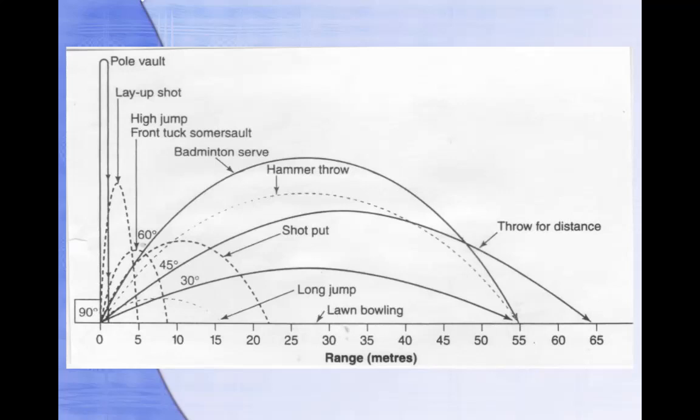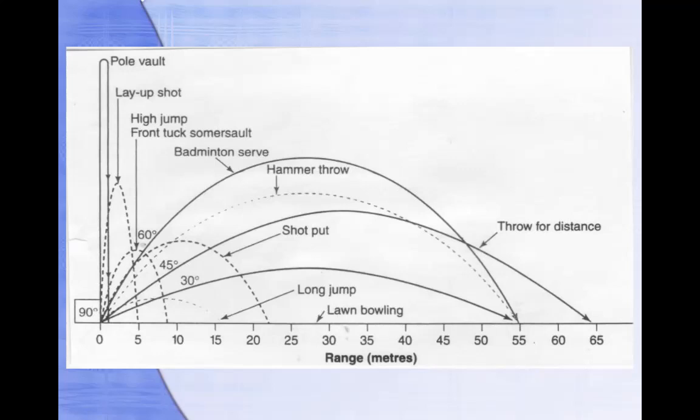Now, this is going to be a key point, and we'll come back to this a little later. But you'll see that the one that goes out furthest is the throw for distance. And that is going to be at 45 degrees. It goes farther than all of the others.